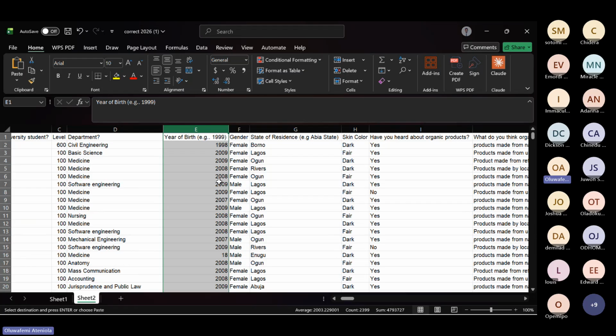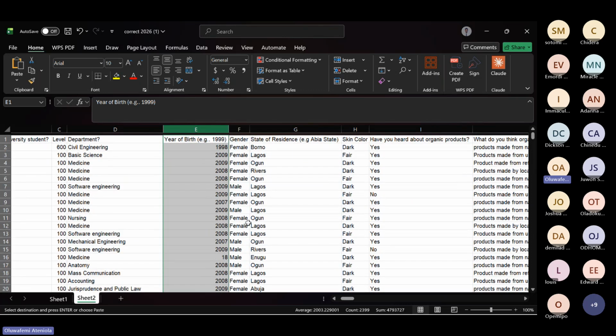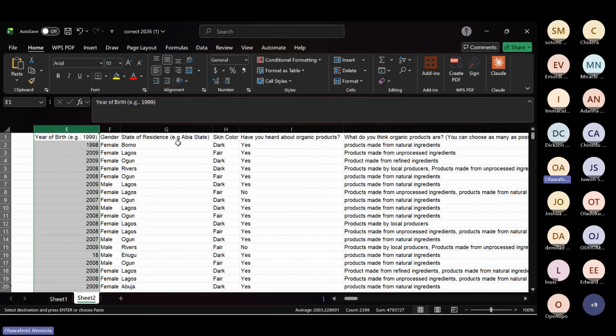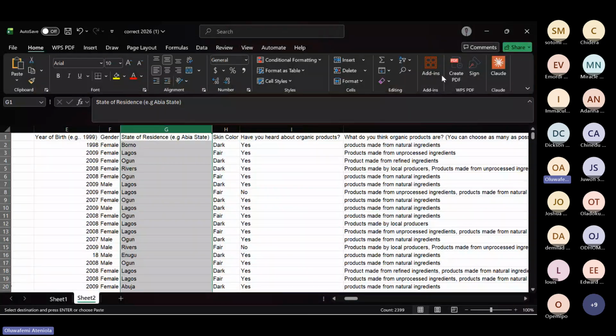So we are going to convert this into age as time goes on. I'll teach us how to do all of this. We'll convert the year into age, and then gender, which is either going to be male or female. That works fine. I believe this is the state of origin. So we can filter them out.